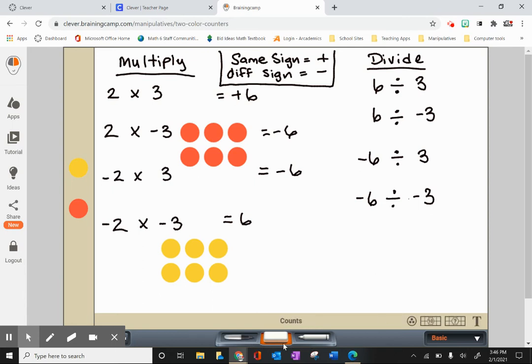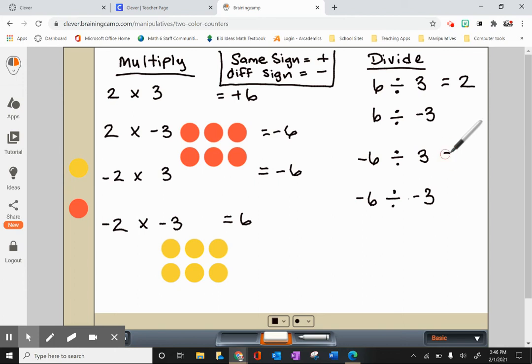With division, you'll see that it is very similar. So if we have 6, we want to divide into 3 groups. If I took 6 positive counters and divided them into 3 equal groups, you would have 2 positive counters in each group.